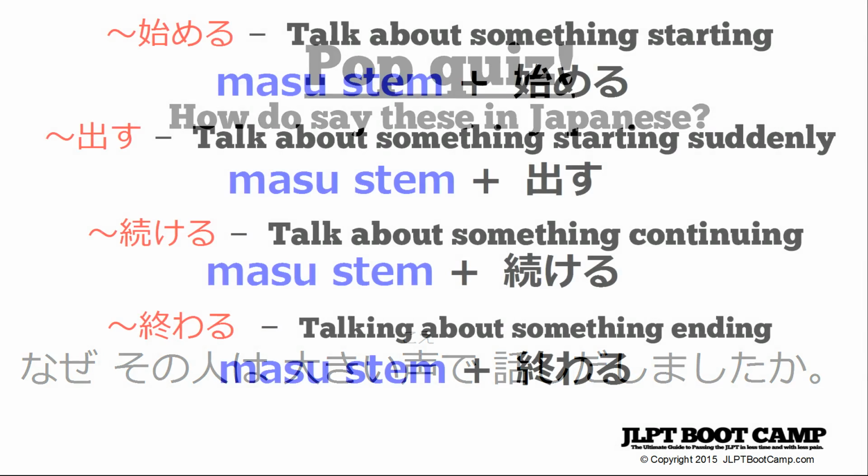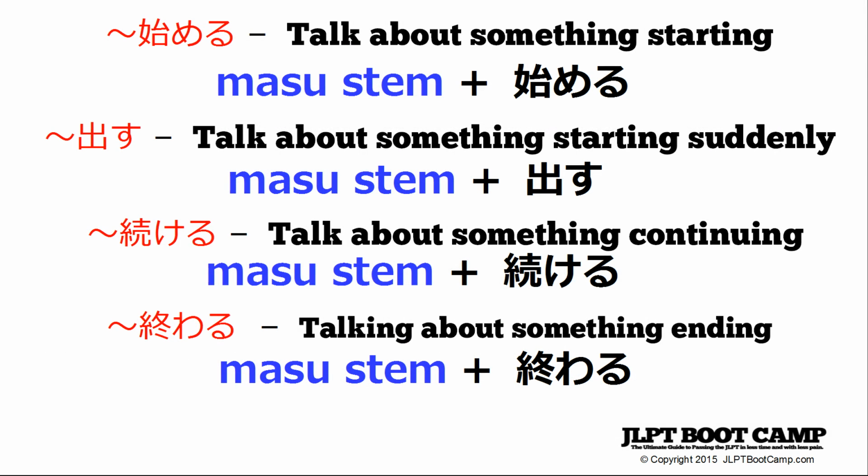So that's it for this particular lesson. Went a little long, sorry. But we went over 4 very powerful, very useful verbs. Hajimeru, to talk about starting something gradually, something that's under your control. Dasu is talking about something starting suddenly, usually not under your control. Sometimes it's emotional for you. And talking about something continuing, tsudukeru, that continues on. And then, of course, owaru is talking about something ending or finishing something up.